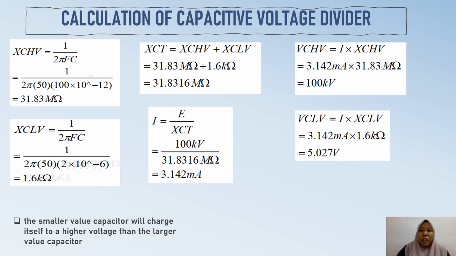Okay, when the capacitor values are different, the smaller value capacitor will charge itself to a higher voltage than the larger value capacitor. And for our example above, this was 100 kilovolt and 5 volt respectively. Since Kirchhoff's voltage law applies to this and every series connected circuit, the total sum of the individual voltage drops will be equal in value to the supply voltage Vs.